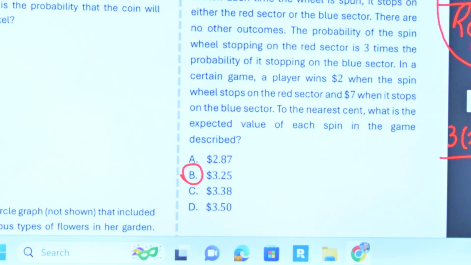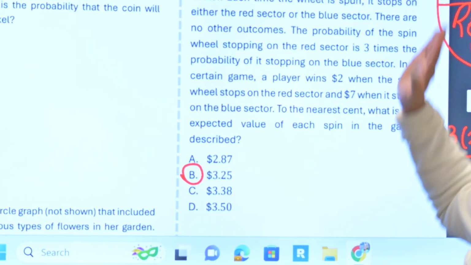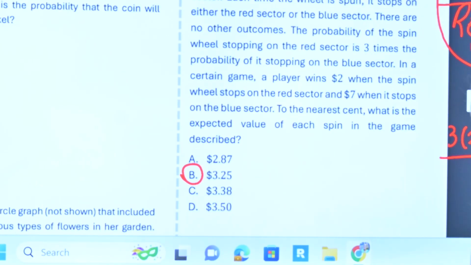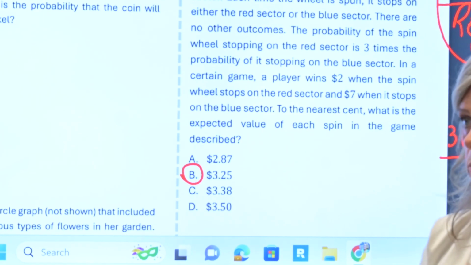We don't know what it's going to land on. But if one spin went all the way around, it just wants to know what is the total expected value of a whole spin, okay? So it would only land in one place. So I would have to divide by 4 because I'm only spinning and it landing one time, right? But I don't know where it's going.